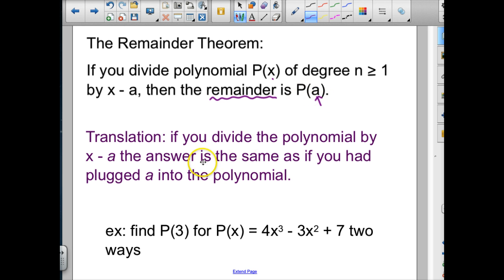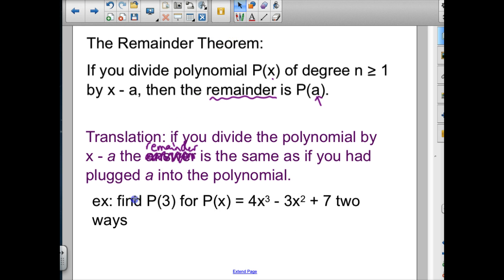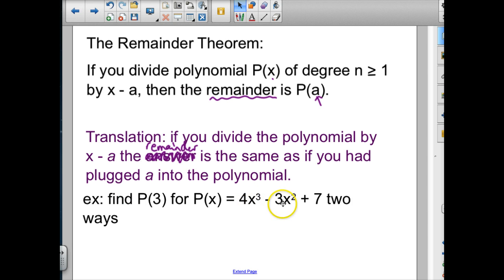So here's the translation of the remainder theorem. If you divide a polynomial by x minus a, the remainder you get, not the answer, the remainder you get, which is why it's called the remainder theorem, the remainder is the same as if you had plugged a into the polynomial. So let's review this. If I have a function p of x, 4x cubed minus 3x squared plus 7, p of 3 means take 3 and put it in for the letter x.